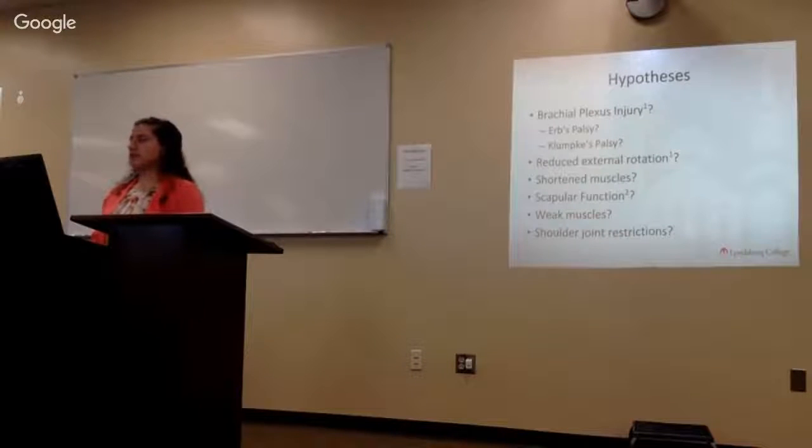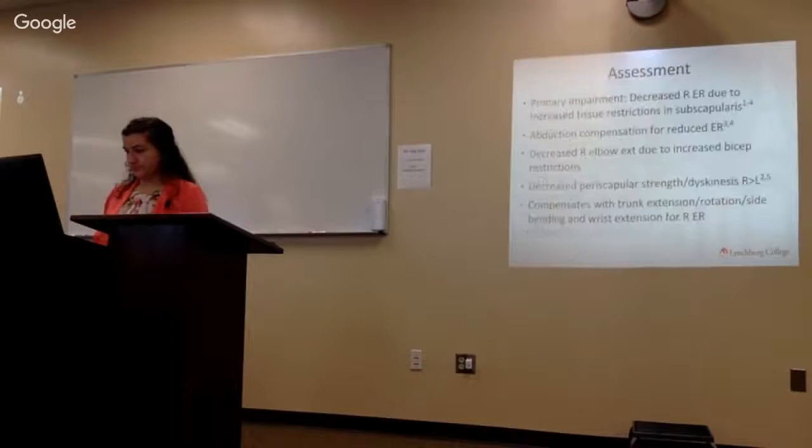So for reduced external rotation, a lot of articles I found stated that if you lack external rotation, whenever you bring your hand towards your face, you result in that abduction compensation. She experienced that, so that was one of my other thoughts there, as well as the shortened muscles and scapular function. Shoulder blades play a big role in any overhead motion and just shoulder motion in general, as well as weakness, and then any joint limitations that she may have had.